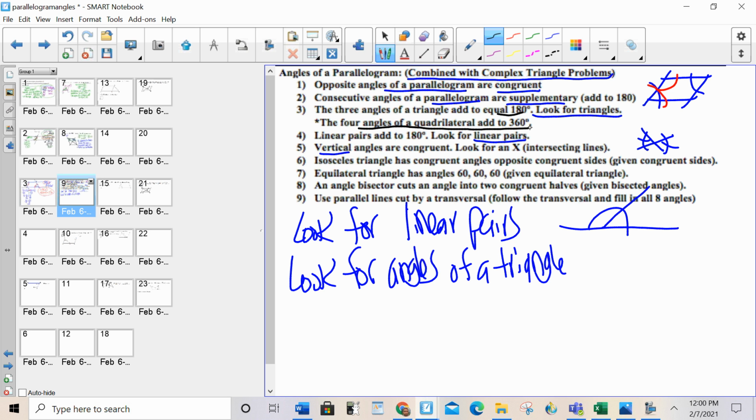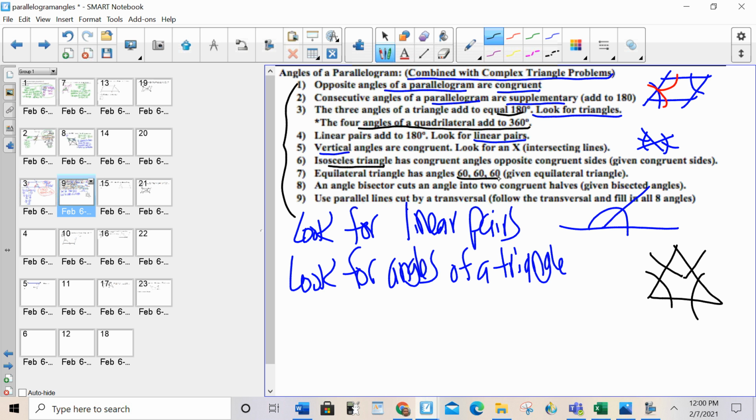That might have come up a little bit when we did it initially, but we didn't really see much with that. Understand as well that there may be more than one correct way to get to the answer in these questions we're about to do. There are multiple routes to getting to the correct answer for these. Isosceles triangles have congruent angles opposite congruent sides. That was very important. If it tells you that 2 sides are congruent, then we mark those angles congruent. Equilateral is 60, 60, 60. That's easy. If it says equilateral, all the angles are 60, 60, 60.